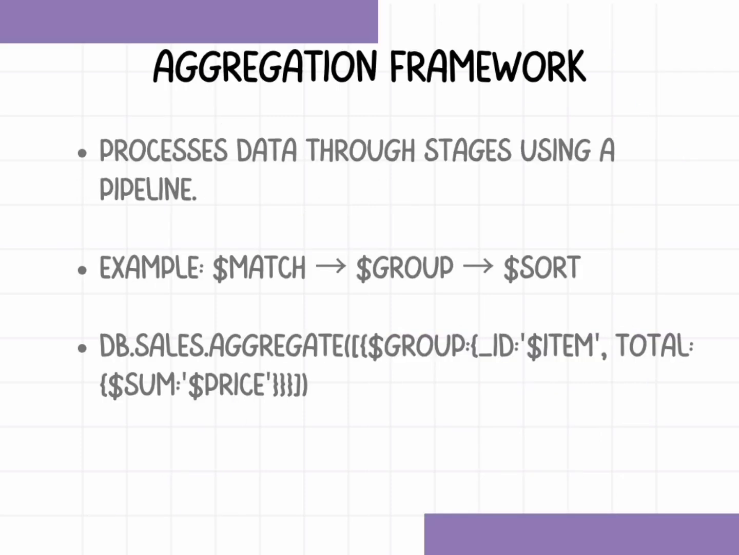Aggregation framework. MongoDB's aggregation framework allows us to process data through multiple stages, similar to SQL's group by and aggregation functions. For example, if we do db.sales.aggregate, we can group _id with item and total sum with price. It's often used for generating reports or analyzing patterns directly within MongoDB.